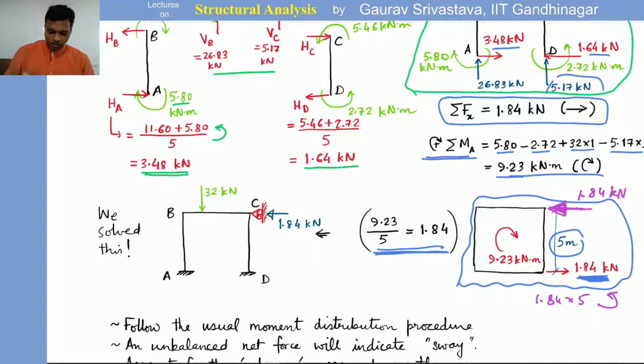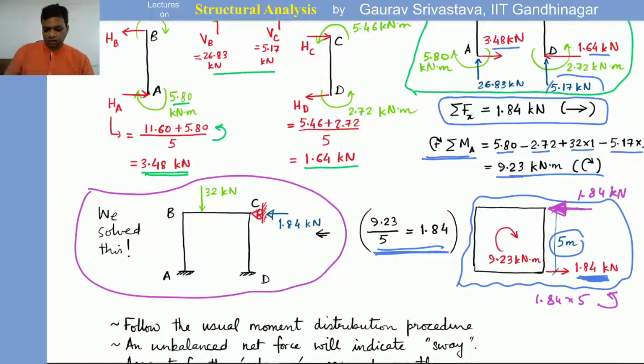Okay, so what it means is we have actually solved a different problem. The problem we have solved has a prop here, has a support there. And this top 1.84 which we were missing, that is actually a horizontal reaction of that top support. So we have actually solved a frame which has this support, and with this we have also found out that the reaction force of that support is 1.84.